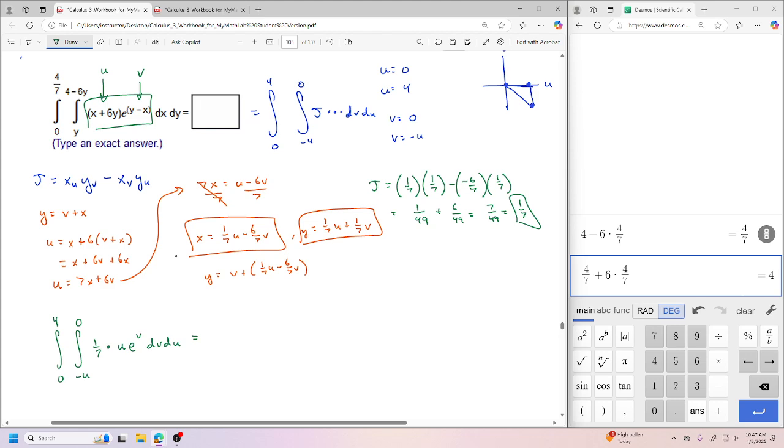I have a high tendency to put the Jacobian on the outside. Actually, it should be on the inside just in case it's a variable. But most of the time, it should end up just being a scalar. That's a good Jacobian. It's just a number. So here we go. I'm going to say the 1/7 in the front, and now we can start integrating.